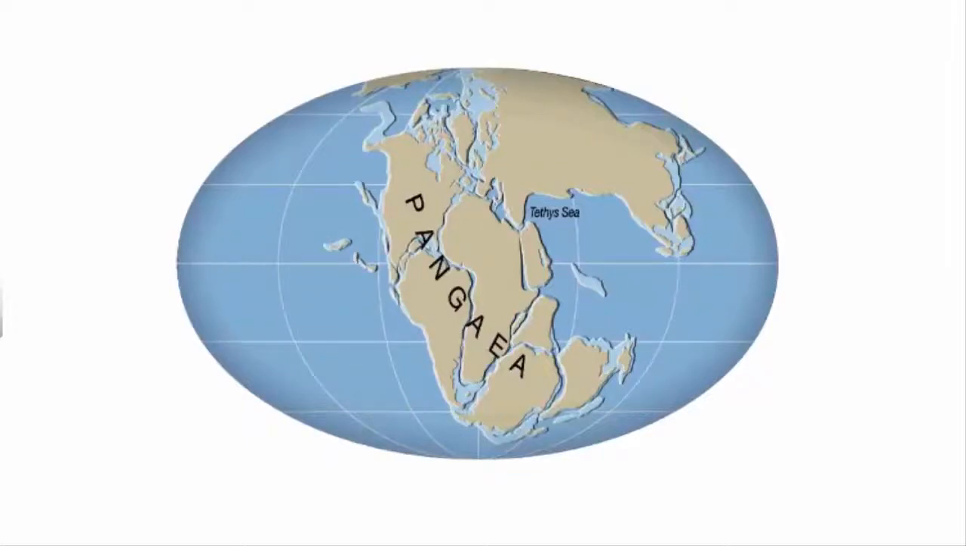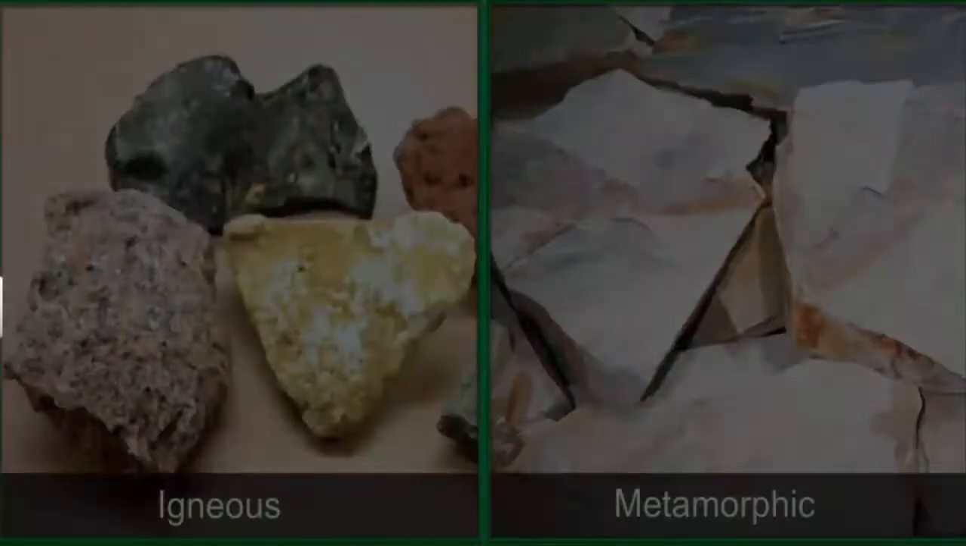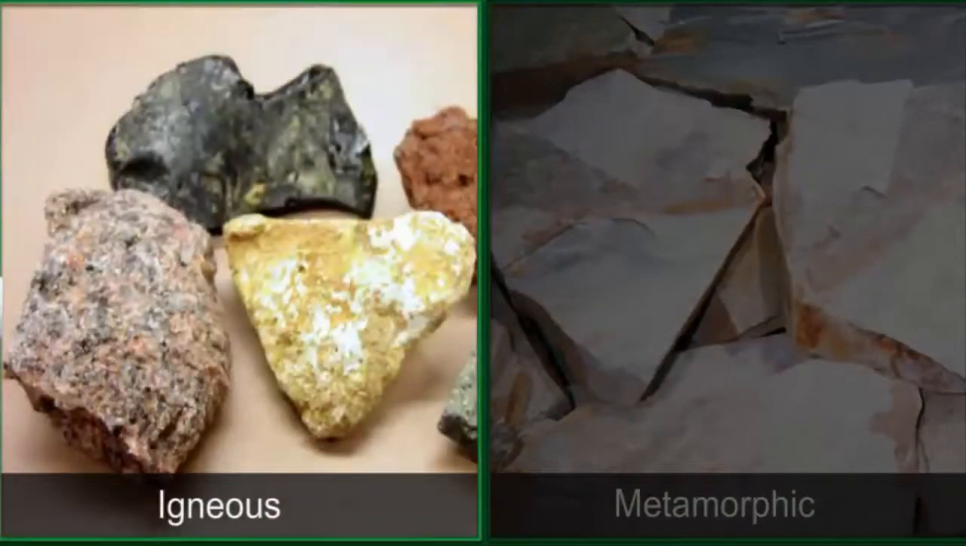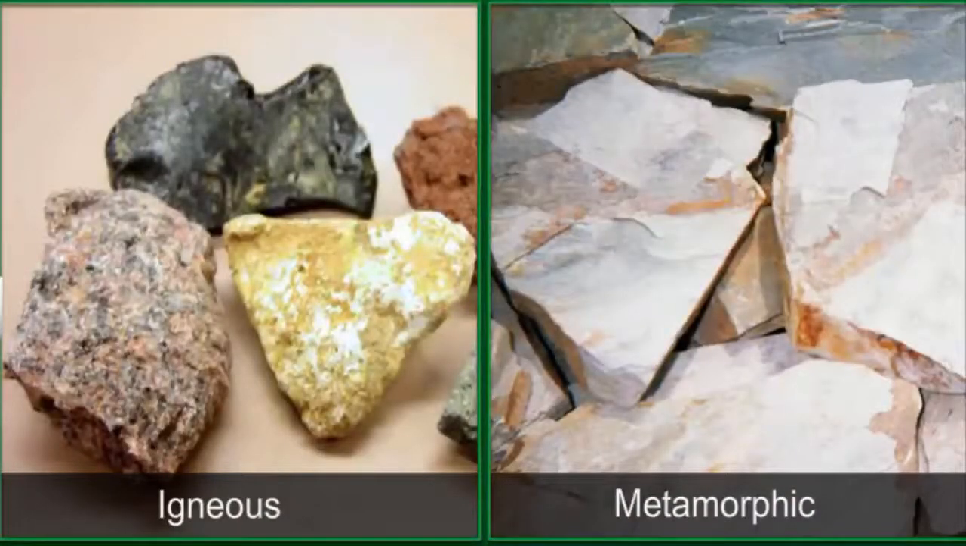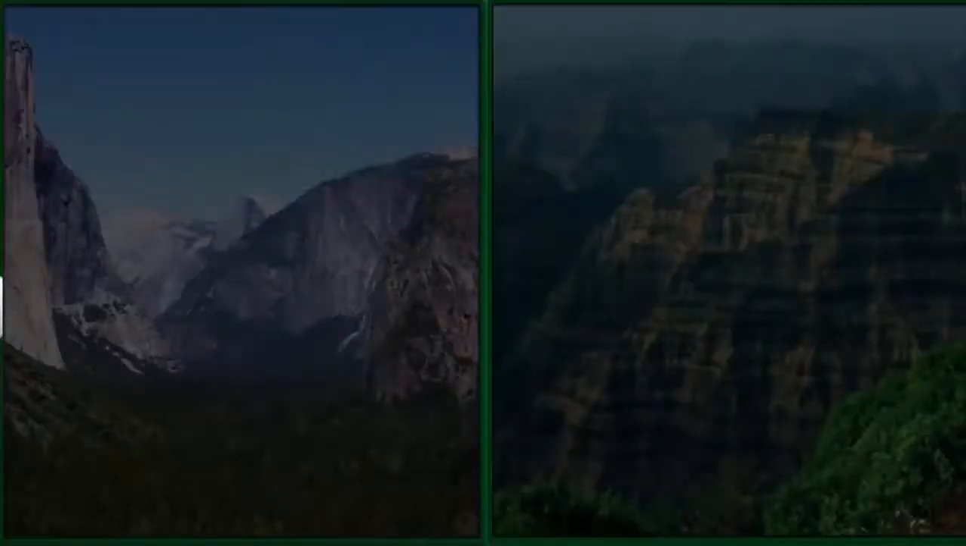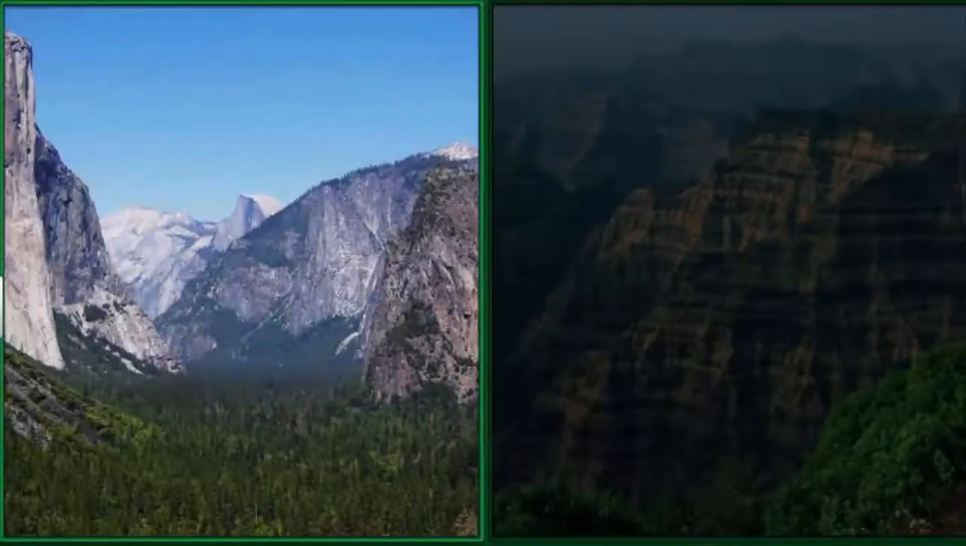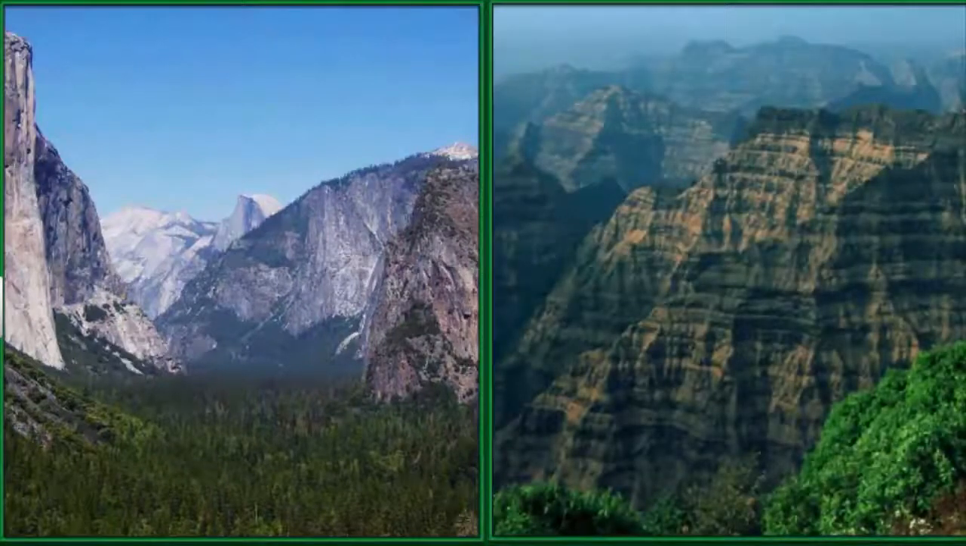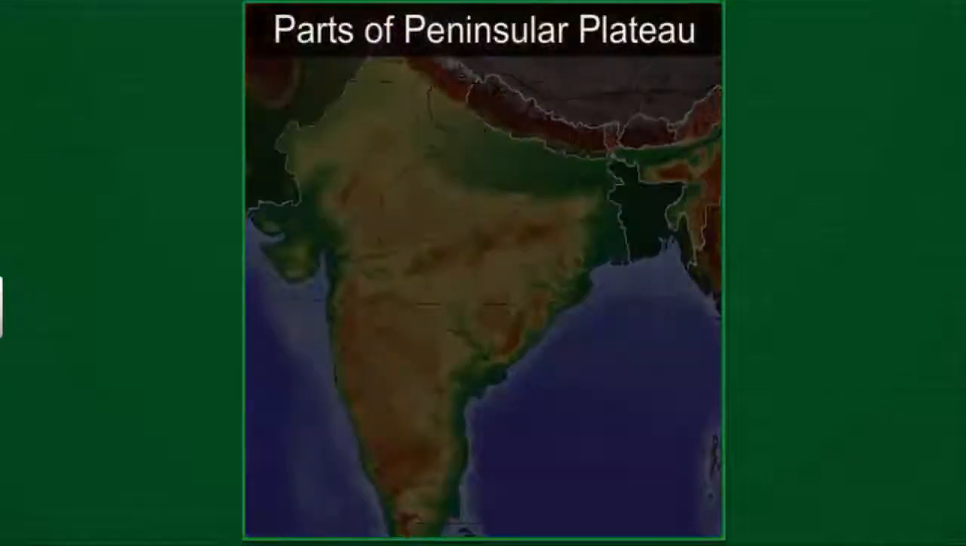This is also evident in the composition of the plateau. It is composed of old crystalline, igneous and metamorphic rocks. What kind of relief would you find on a tableland? The Peninsula Plateau consists of both broad and shallow valleys and rounded hills. Based on the relief, the Peninsula Plateau has two broad divisions: the Central Highlands and the Deccan Plateau.